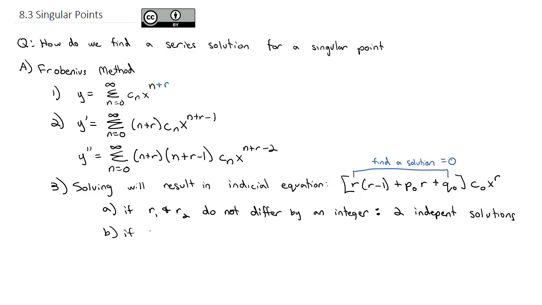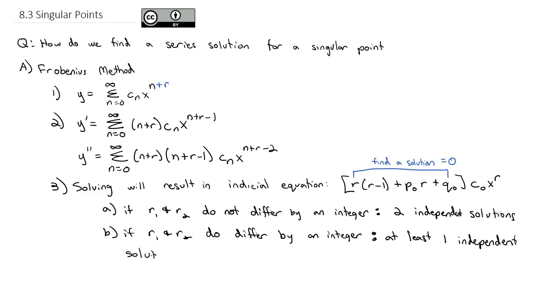Now, if r1 and r2 do differ by an integer, maybe the answers are 7 and negative 2. Those differ by the integer of 9. We will get at least one independent solution. I spelled independent wrong up above, didn't I? We'll get at least one independent solution, and where we're going to get that one independent solution from is we're going to use the larger value.